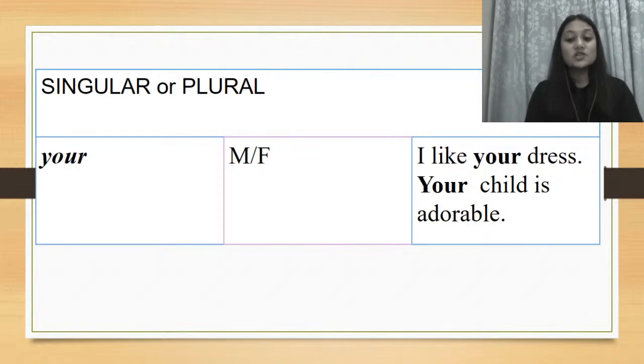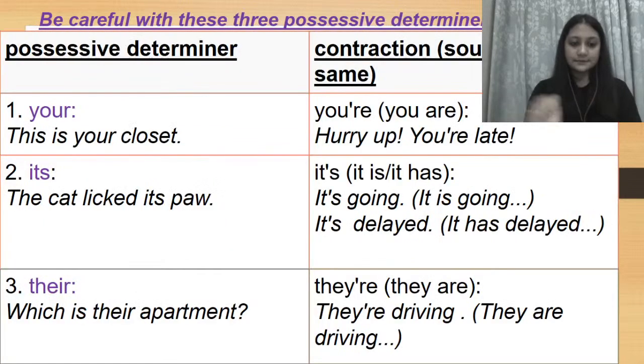Your child is adorable. Clear? So that is being used for both. This example is suitable for both male and female. For example, you are just saying this to a man who's the father of the child, like your child is adorable. Or you're just saying it to his mom, like your child is adorable. So we can use your in both the scenarios with both the genders.